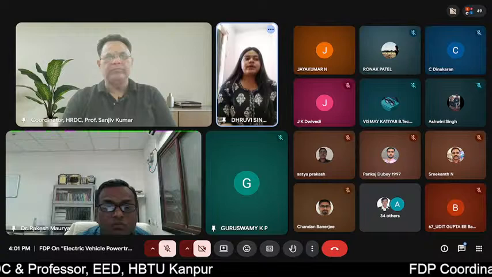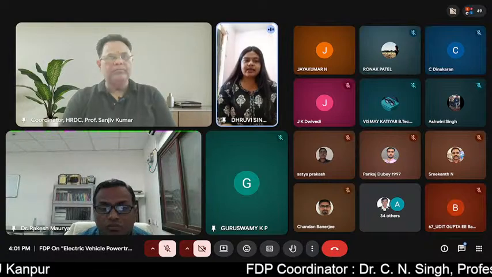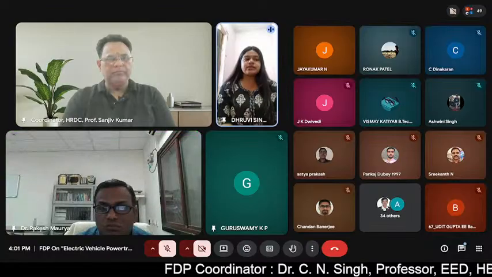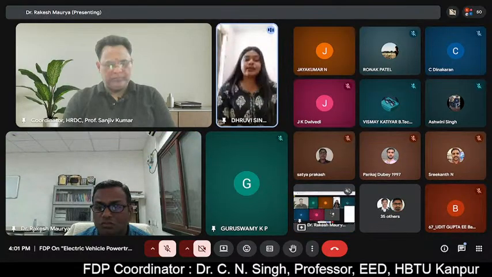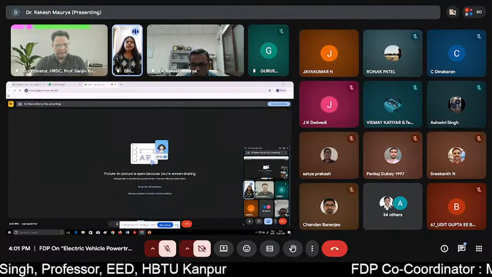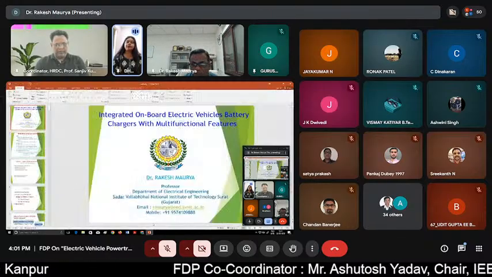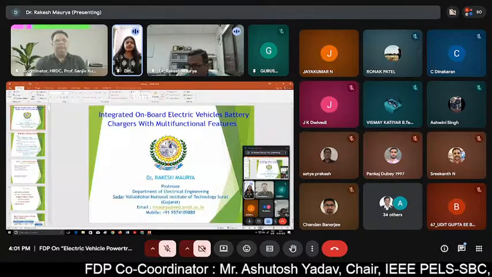We shall now proceed to today's highly significant session on integrated onboard electric vehicle battery chargers with multifunctional features. This session promises to provide valuable practical insights into the modeling and analysis of electric vehicle charging systems, an area of growing importance in modern energy systems.